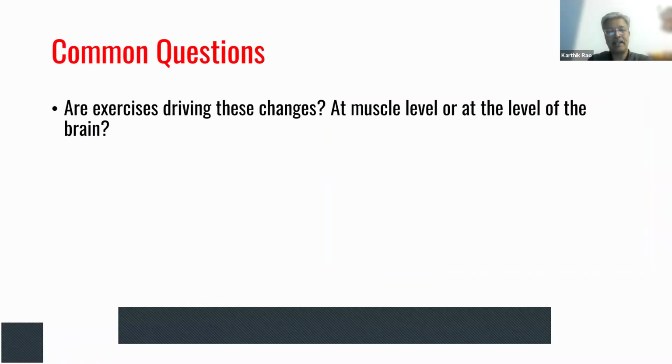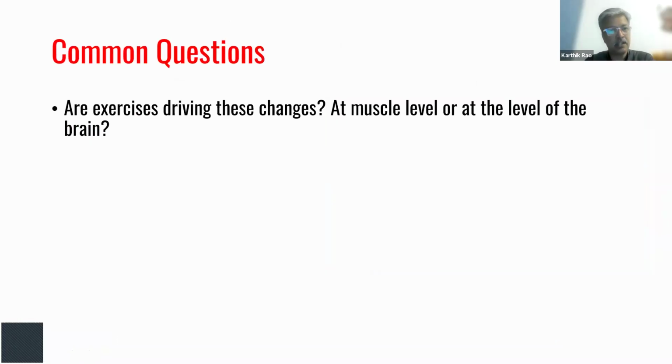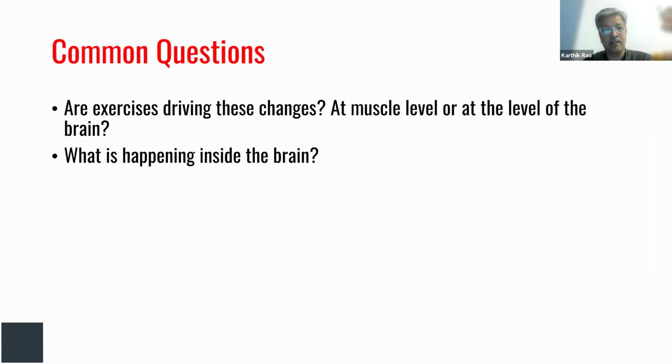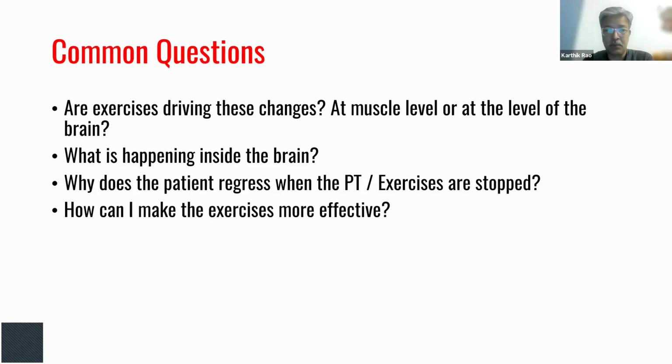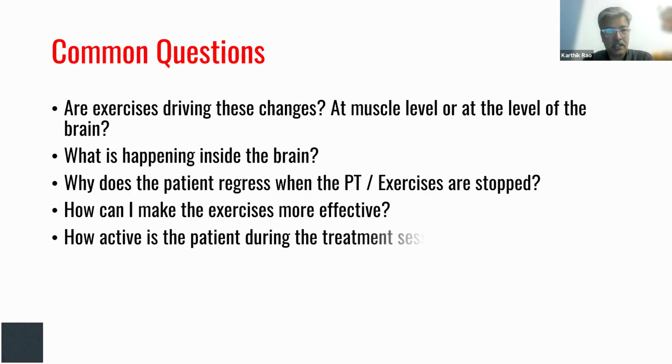like, are exercises driving these changes? Are these changes happening at the muscle level or at the level of the brain or both? What is happening inside the brain when we are teaching them, training them with exercises? Why does a patient regress when the exercises are stopped or the physiotherapy services are withdrawn? And how can I make the exercises more effective? Am I in the right direction? And is the patient active during the treatment session?